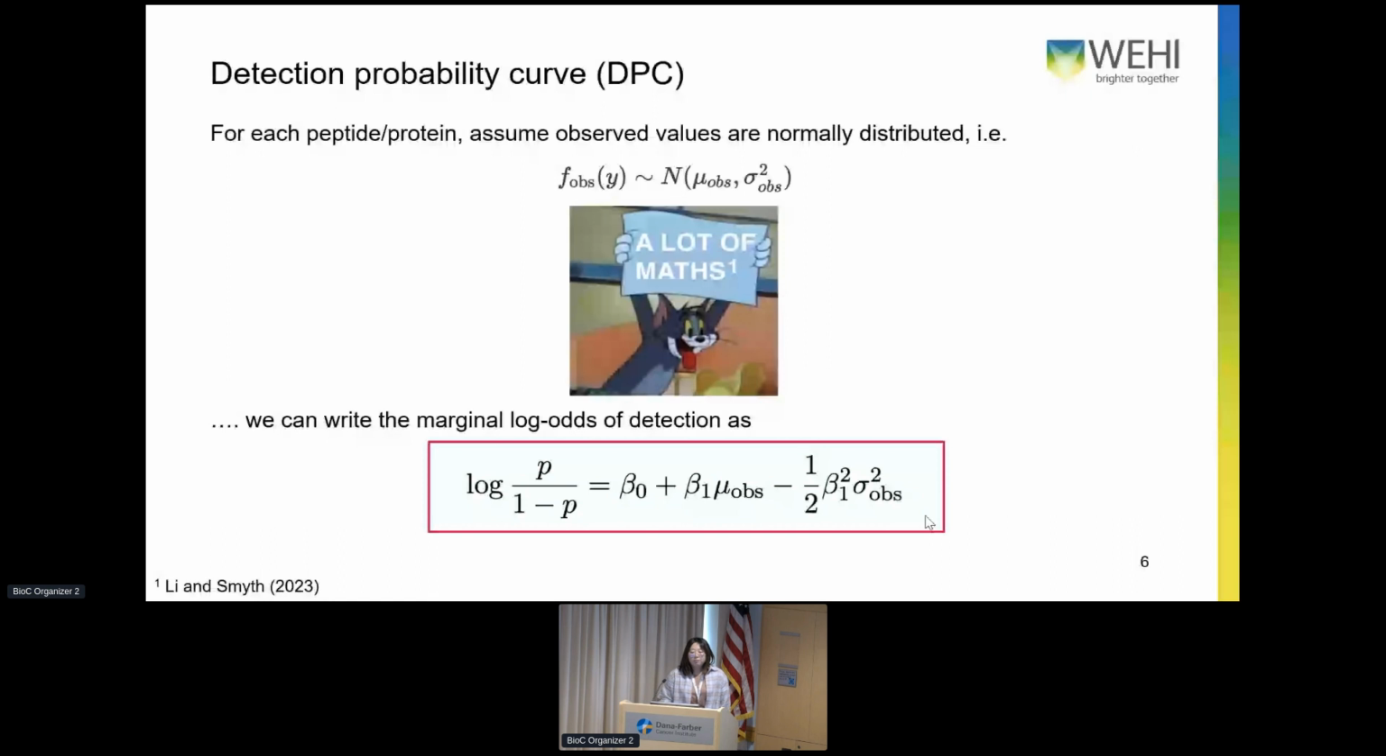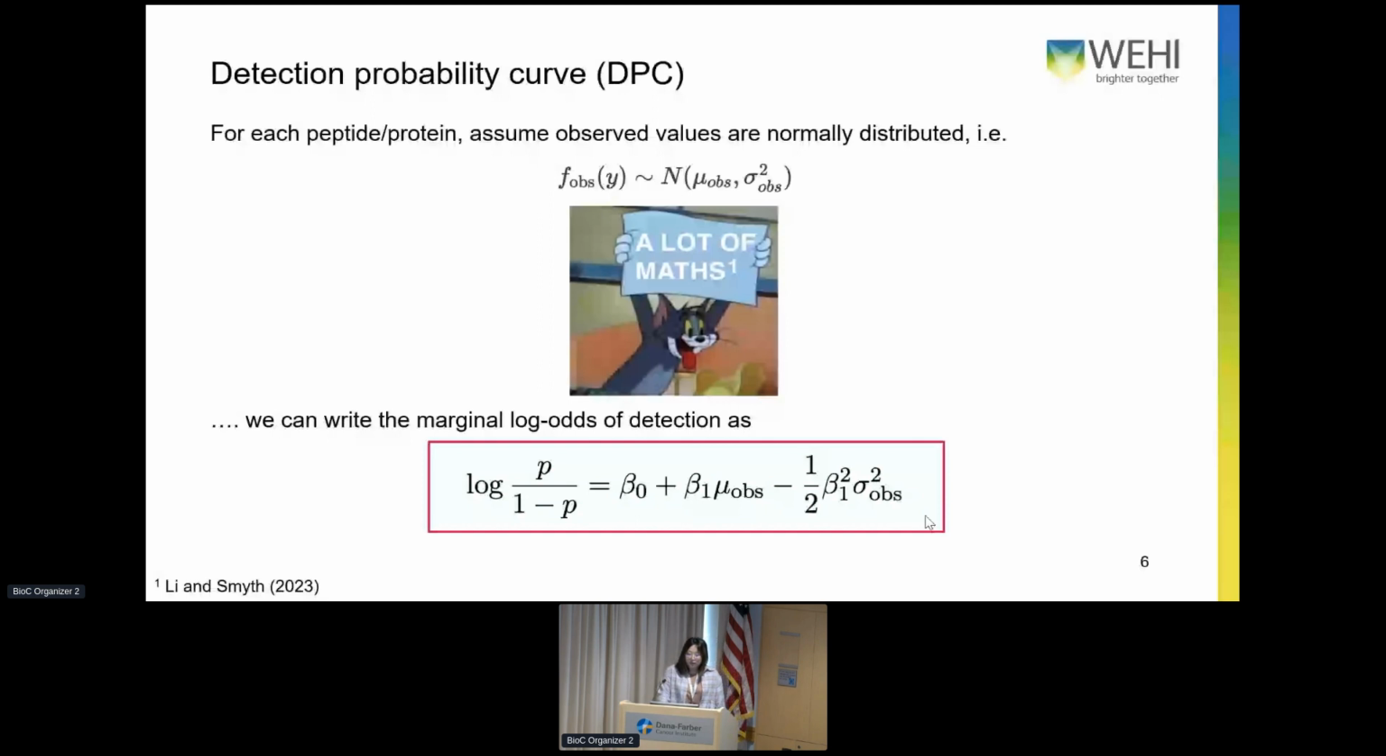The interesting bit of this DPC is that it allows us to estimate the missing data distribution based on only these observed quantities, mu observed and sigma squared observed, as the DPC estimates the probability of observing a sample given its underlying intensity, even when this underlying intensity is not observed due to missing values.